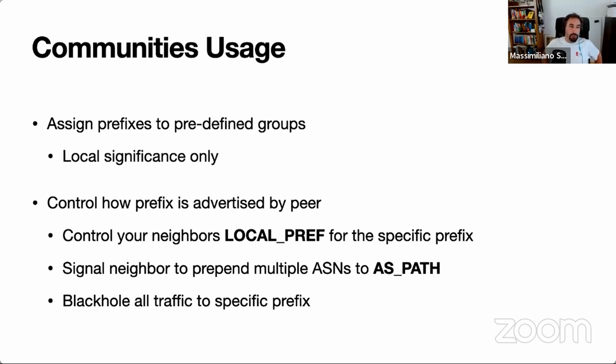So with communities, you can control different aspects of routing. You can control your neighbor's local preference for a specific prefix. You can tell your neighbor to do prepending. You can black hole your traffic. You can color your traffic. For example, you could be connected to a certain internet exchange or to another, and then tag all the prefixes you receive via a certain internet exchange with a dedicated community, so that then you can filter also based on the communities going out.